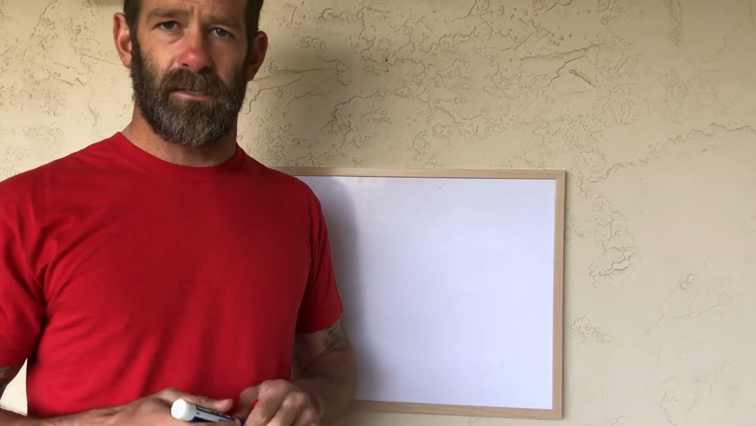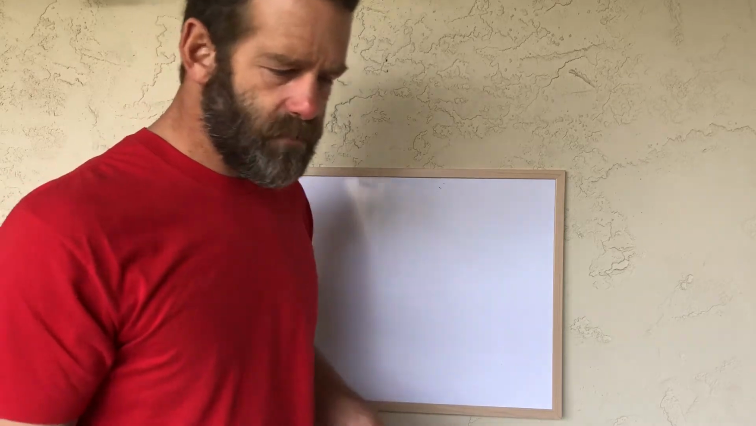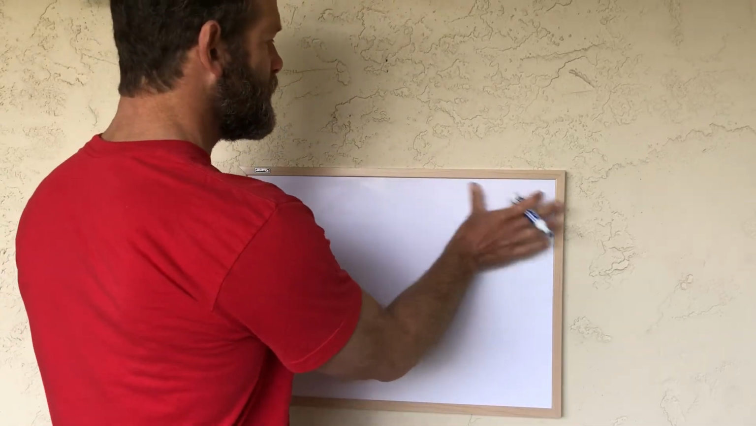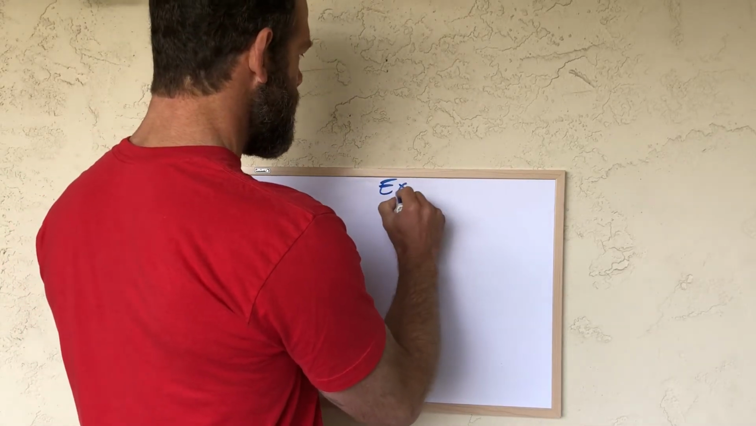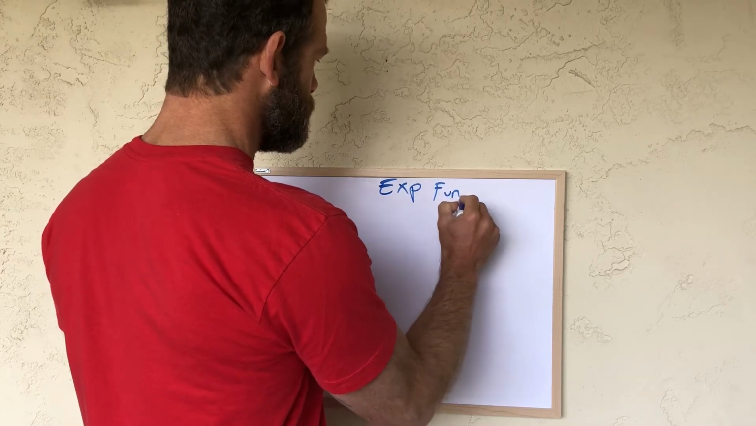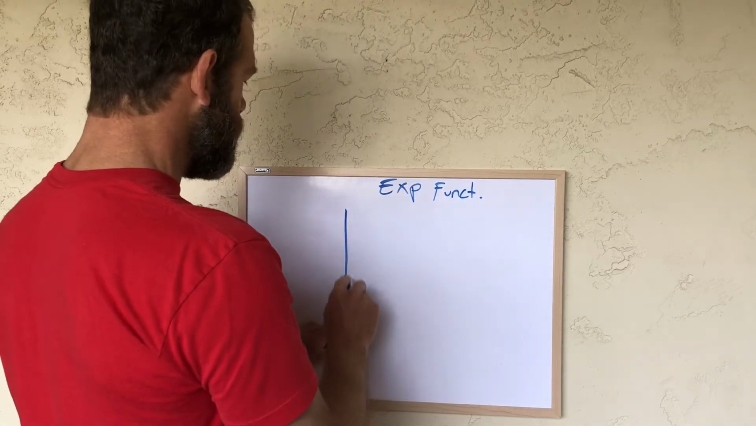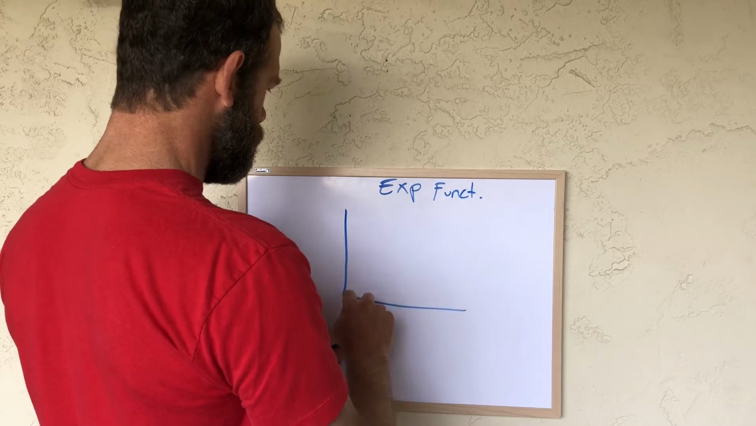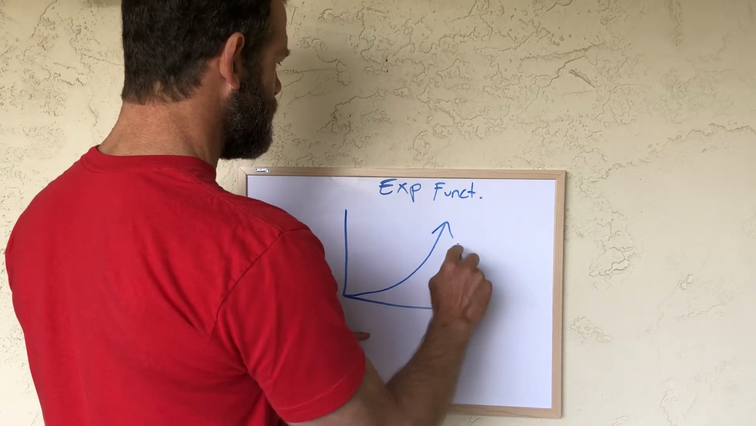Okay, so that was review with right triangles, SOHCAHTOA. Now I'm going to talk to you about exponential functions. Just touch base on exponential functions. Exponential functions is when something goes up significantly.